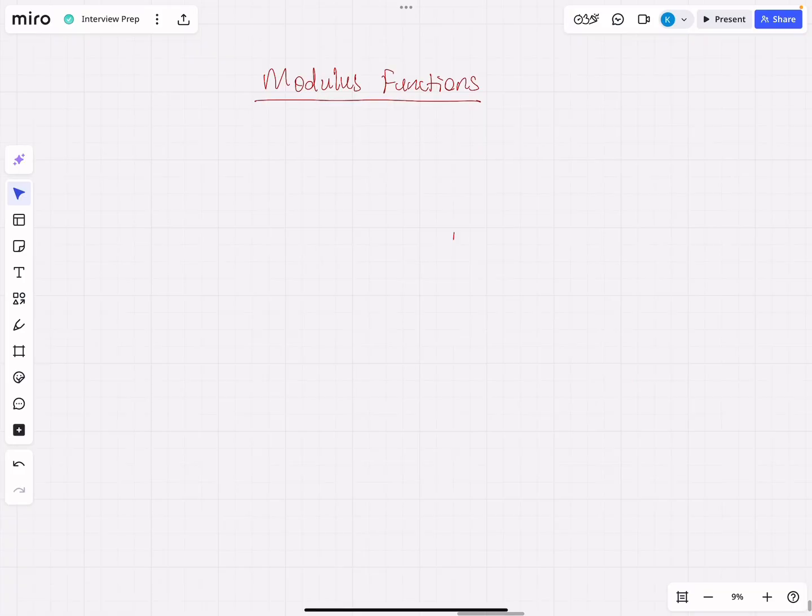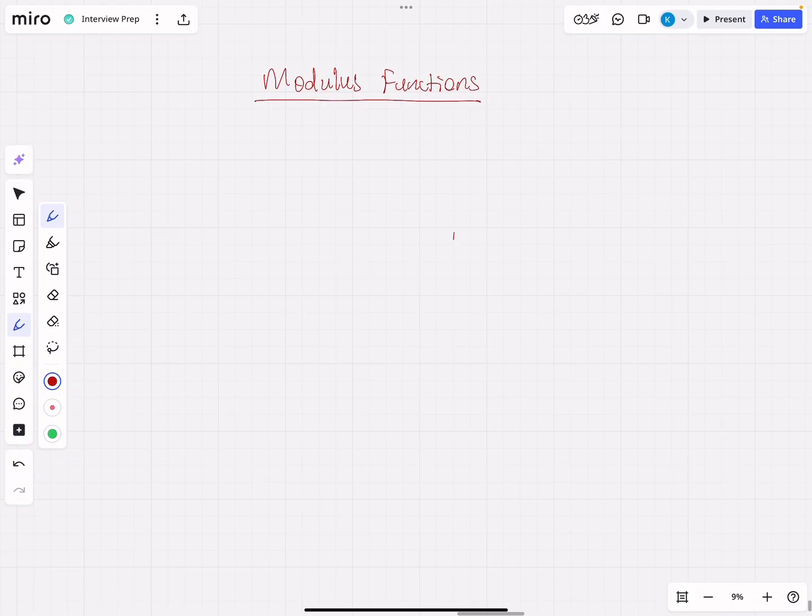Okay, now I'm just going to do a quick section on modulus functions, because I think the way that it's taught at A level is a little bit silly. It's not really showing the full picture of what the modulus function actually is, and the way that I'm going to describe it can hopefully help you guys to solve harder modulus function questions and graph modulus functions.